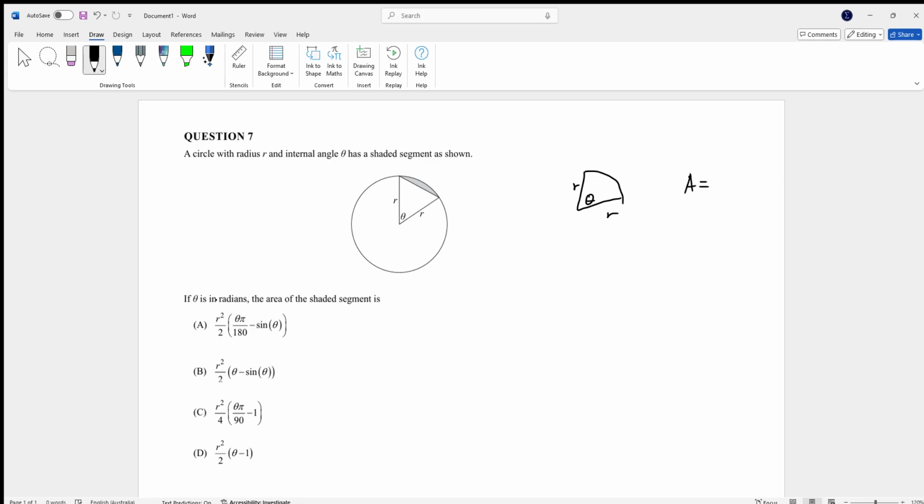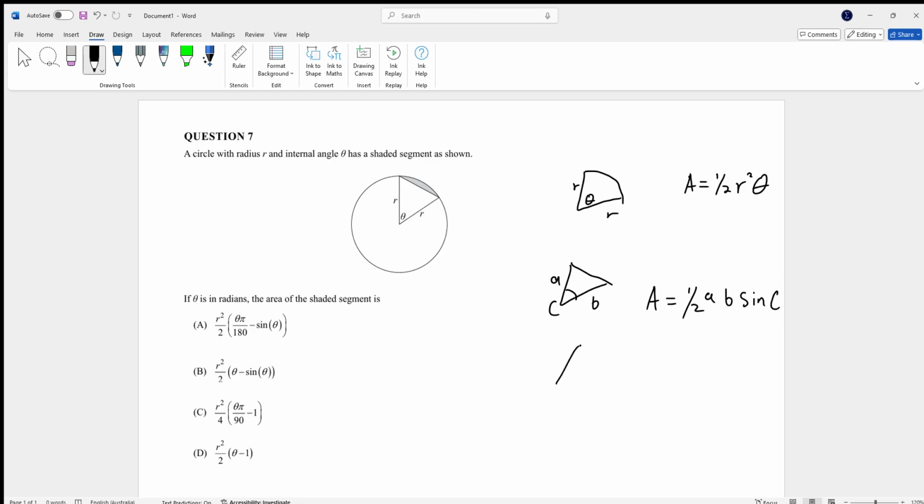Now, they've said it's already in radians, so you don't need to go theta divided by 180 times pi. The area of a sector is a half r squared theta. Now, if you have a triangle like this, which is different, let's say that's a, that's b, and that's angle C. The area of a triangle from Unit 4 is a half a b sine C.